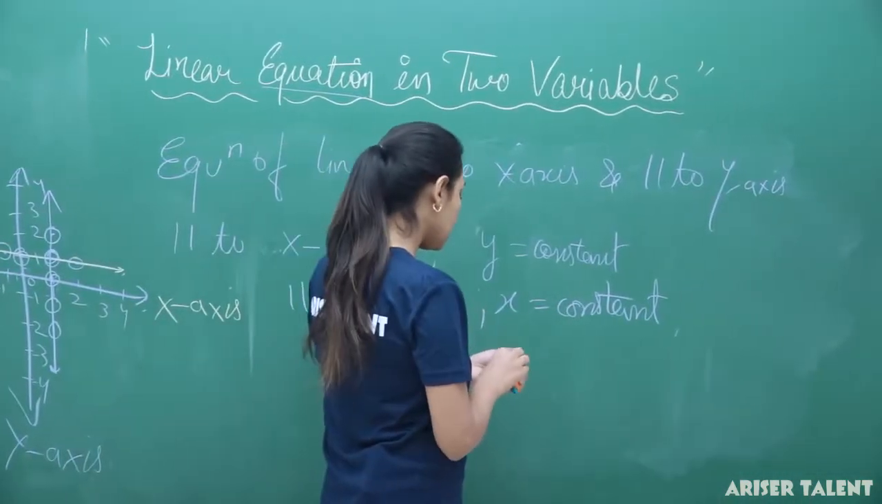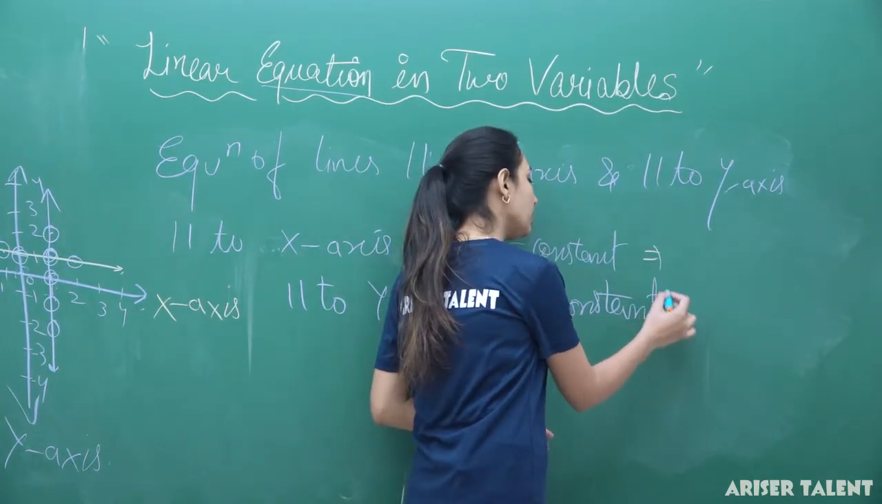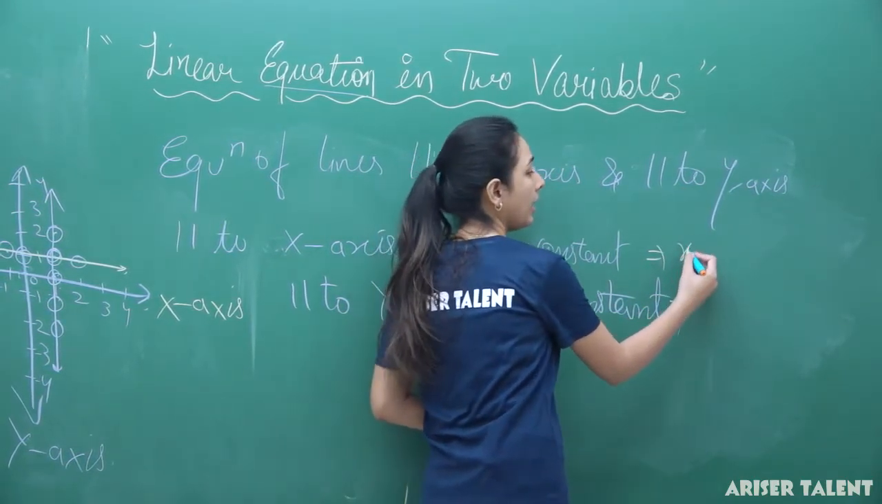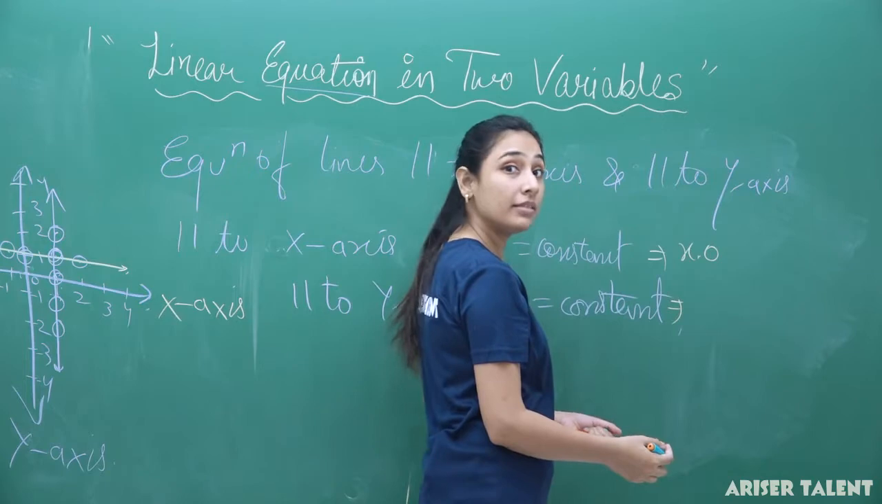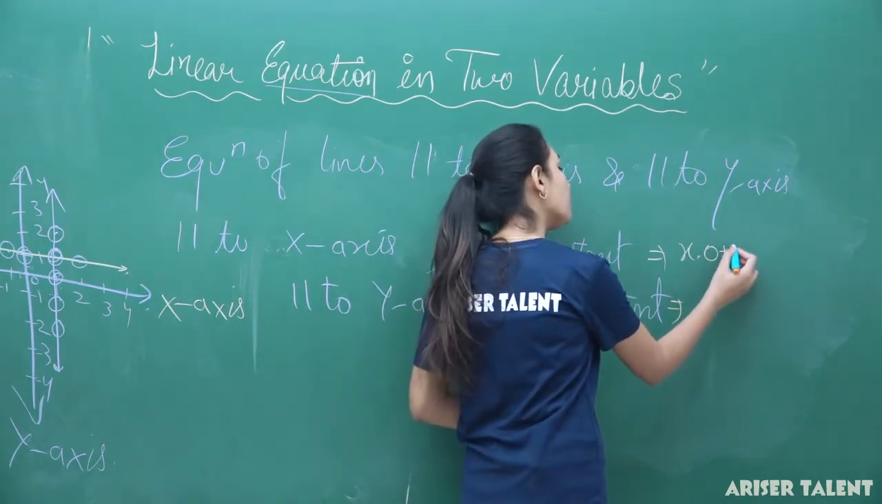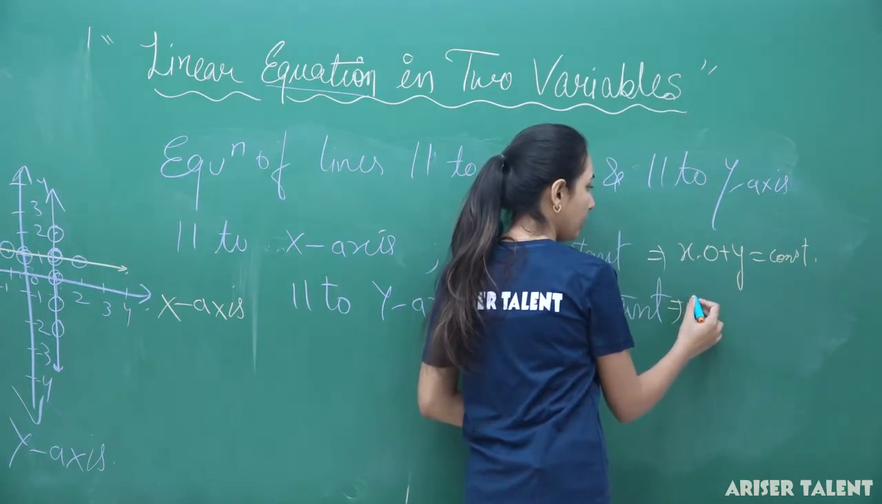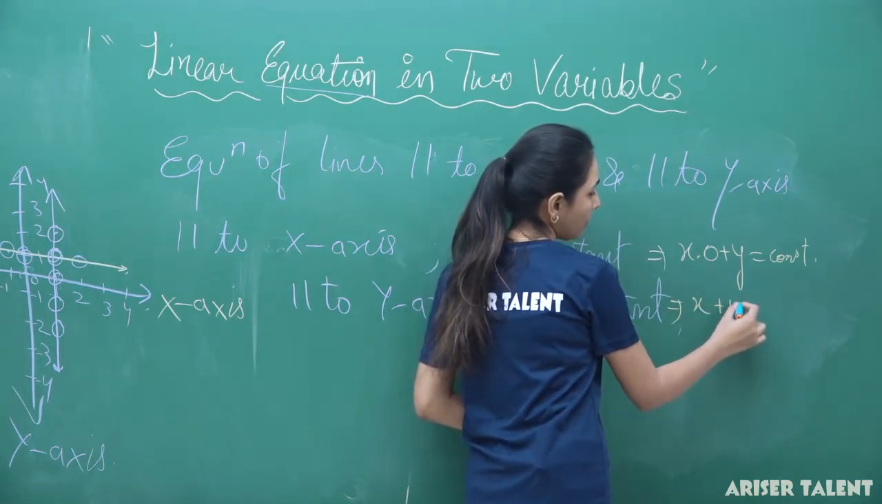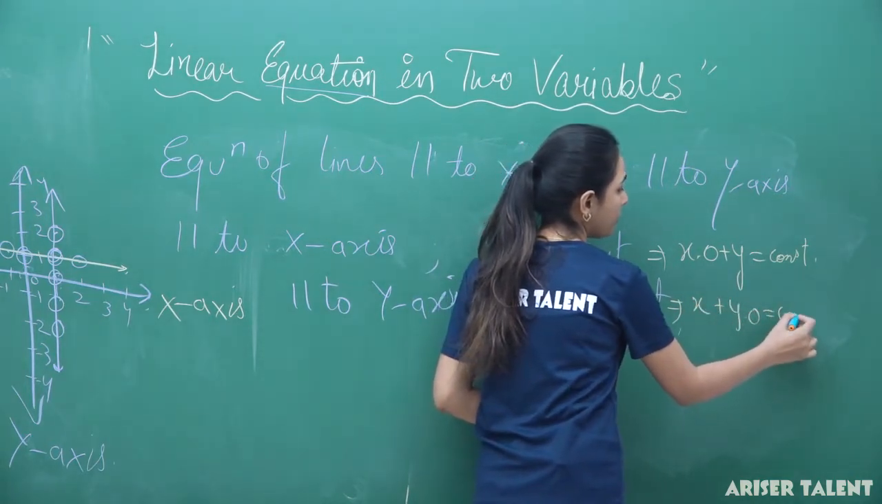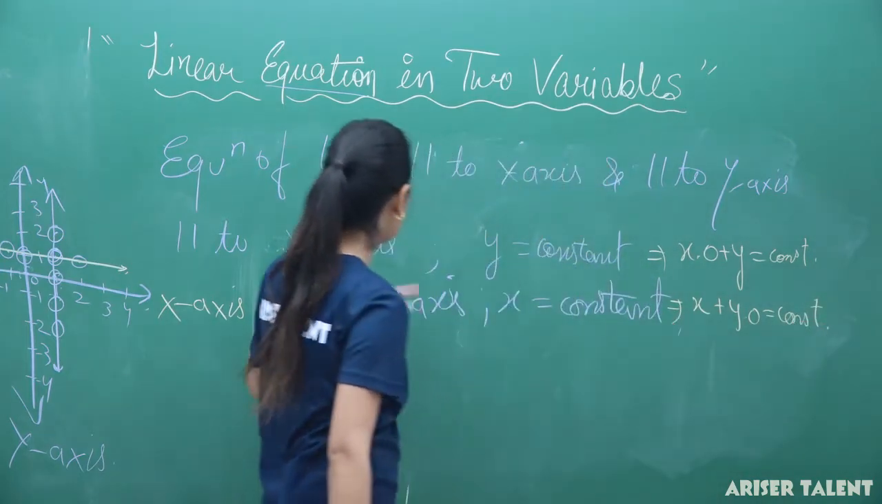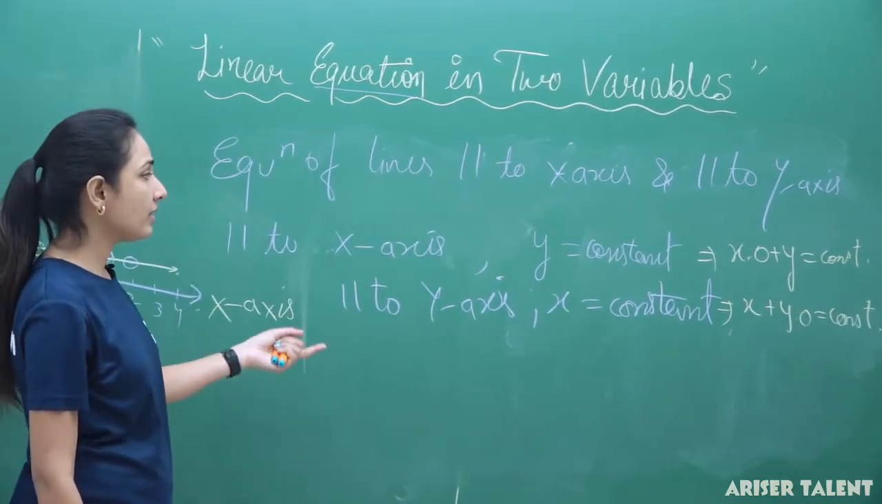So these formats can also be written as x multiplied by 0 plus y equals any constant. Similarly, x plus y multiplied by 0 equals any constant. This is about the lines parallel to the x-axis and y-axis.